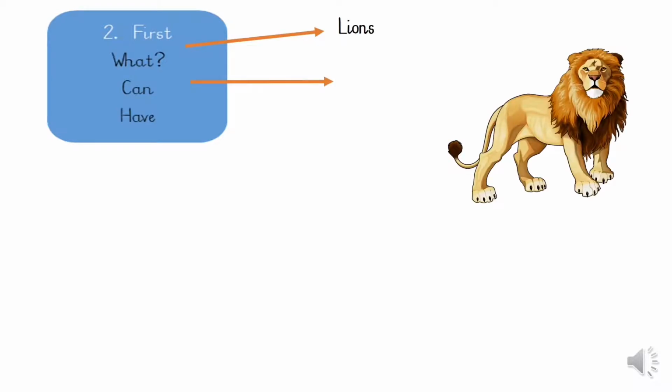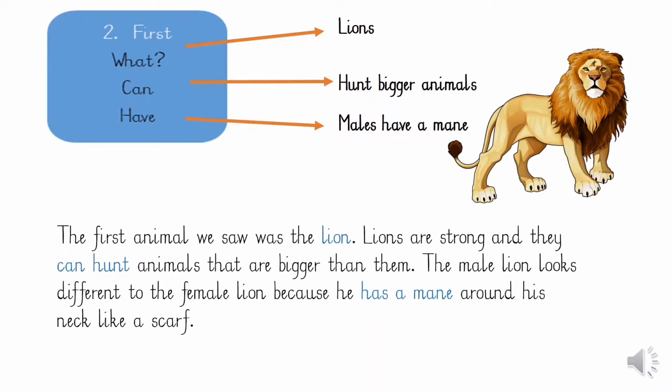Your second paragraph is about what happens first. What did you see? In my story, I am going to say I saw a lion. Then you need to write about what your chosen animal can do and describe your animal. For example, lions can hunt and the male lion has a mane around his neck. This is what my paragraph would look like.